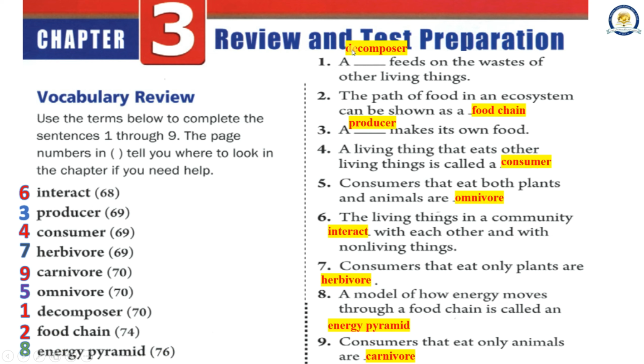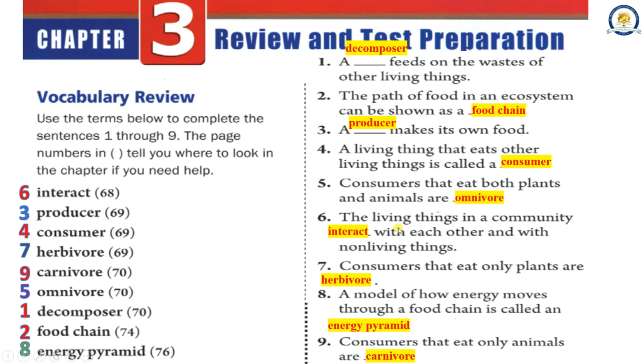1. A decomposer feeds on the wastes of other living things. 2. The path of food in an ecosystem can be shown as a food chain. 3. A producer makes its own food. 4. A living thing that eats other living things is called a consumer. 5. Consumers that eat both plants and animals are omnivores.